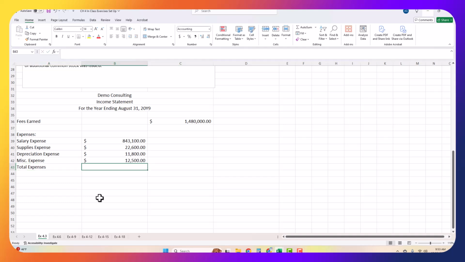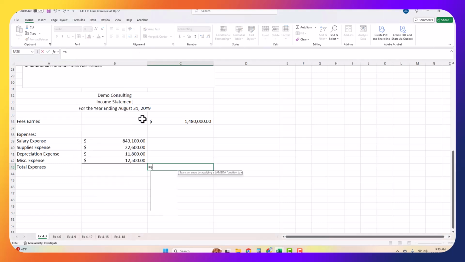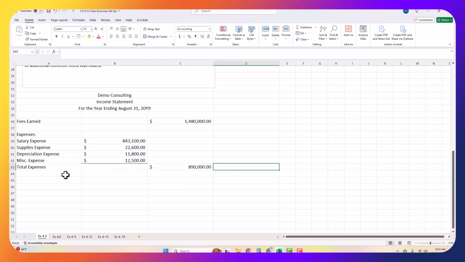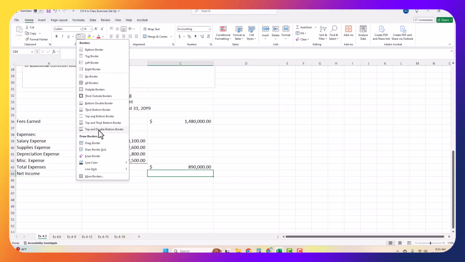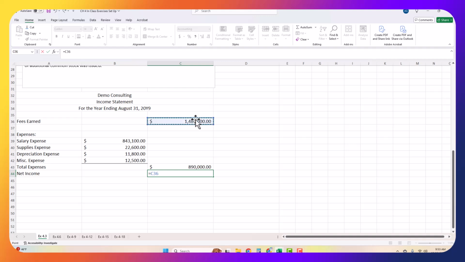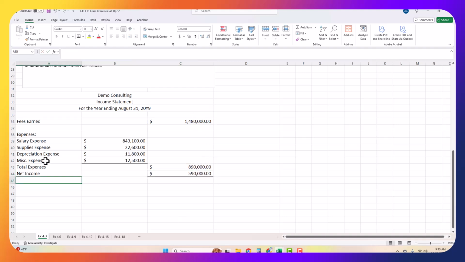When we get done with the expenses, we're going to have total expenses. We're going to add this up, right? So $890,000 and net income equals revenue minus expenses. So $590,000 is our net income.